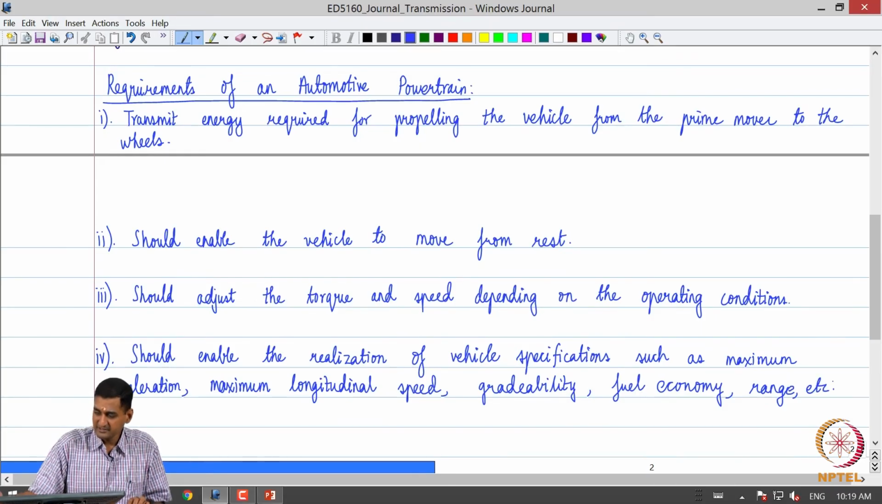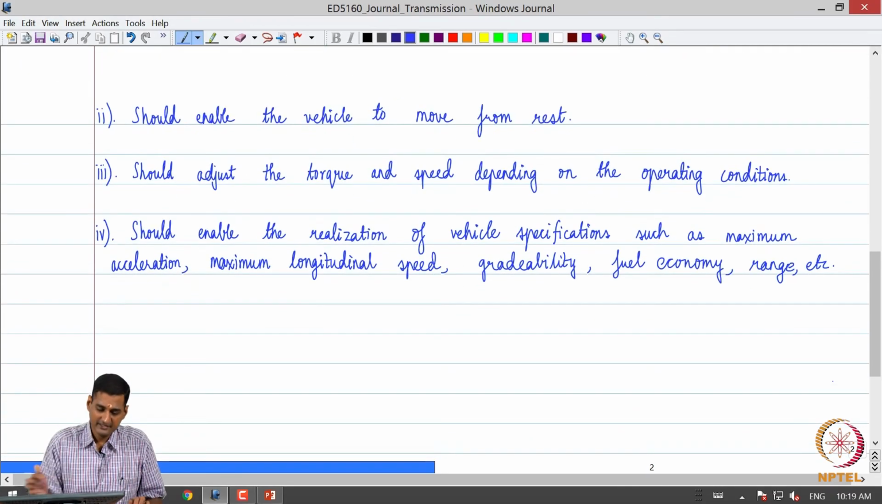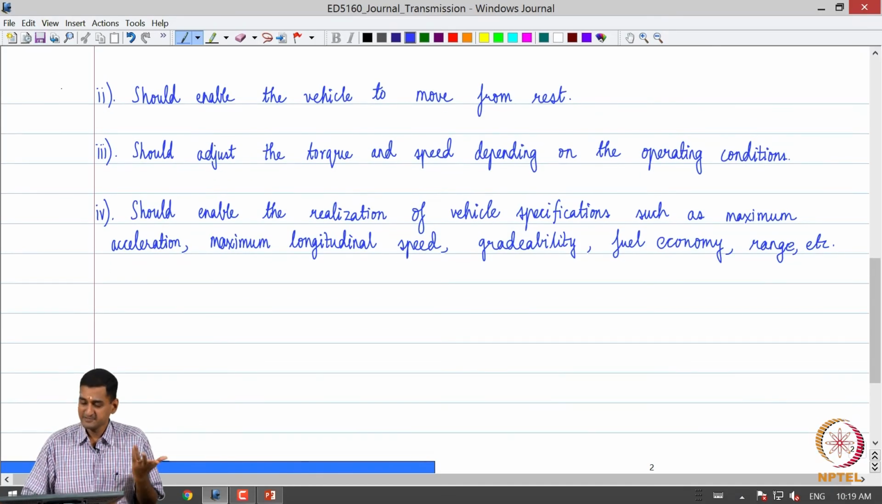So, range becomes important because nowadays with growing emphasis on electric and hybrid vehicles, right, one would want to say, hey, what is the distance that I can travel before I have to recharge my batteries, right. So, essentially range becomes an important specification. So, one may basically inform the powertrain designer to design the powertrain such that the range of the vehicle is 200 kilometers. So, the battery has to last 200 kilometers in a single charge, right. So, that is an expectation.